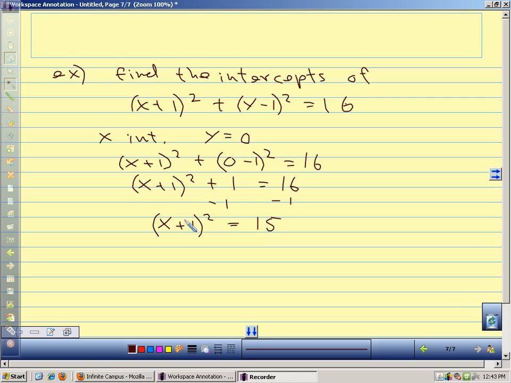And I undo this square by taking the square root. So x plus 1 equals plus or minus the square root of 15. And to get x by itself, I subtract 1. So x equals negative 1 plus or minus the square root of 15. Those would be my x-intercepts. I'd get two numbers there.